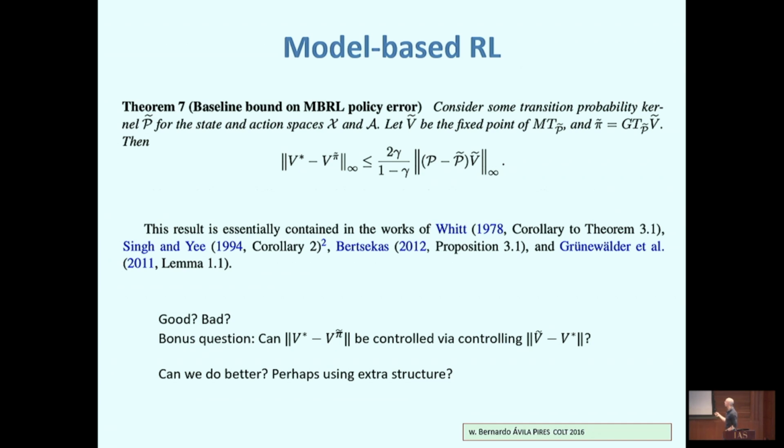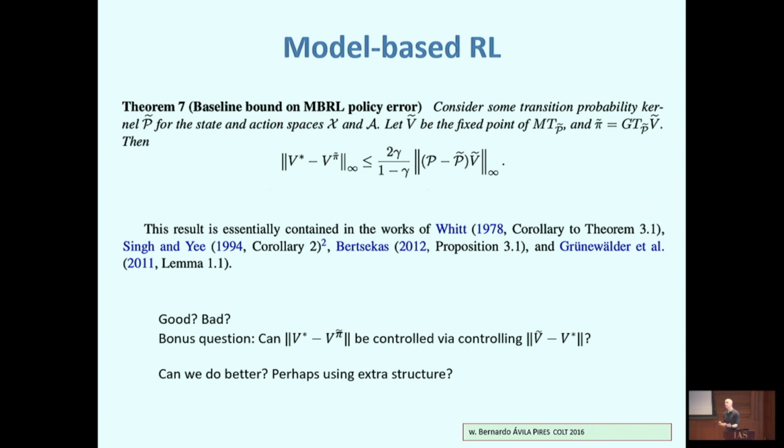And so he came up basically with this result that tells you that the error is bounded by the difference of these transition kernels, so they also hide the actions, so they're like higher dimensional, and the value function for the approximate model. So the difference doesn't have to be small everywhere, but inconveniently or not, it has to be small at the value function that you're going to compute.